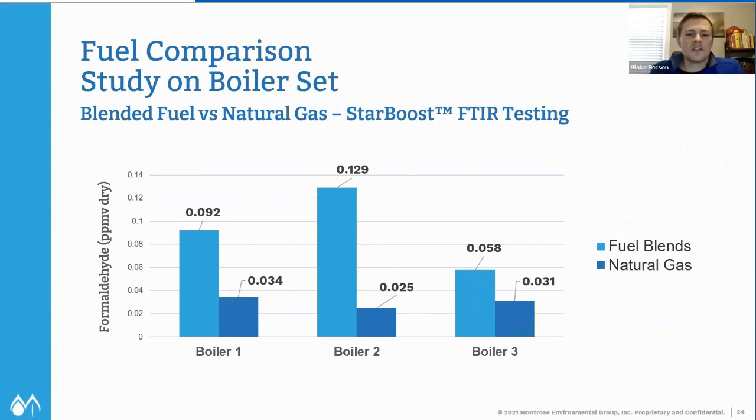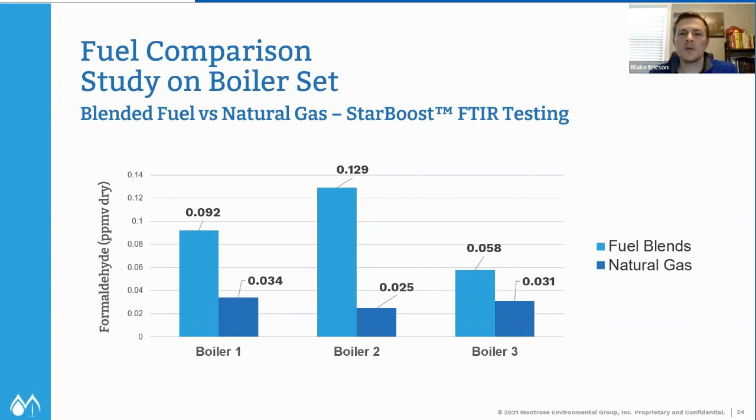Another study set on a boiler set. We look at this same sort of thing. Boilers tend to run really well on natural gas. You're looking at around 30 ppb formaldehyde. We can do this with HCl. We can do this with a whole slew of things. But we just have a tremendous amount of work done.